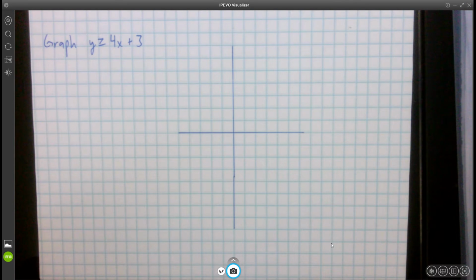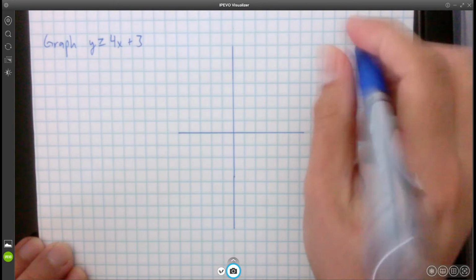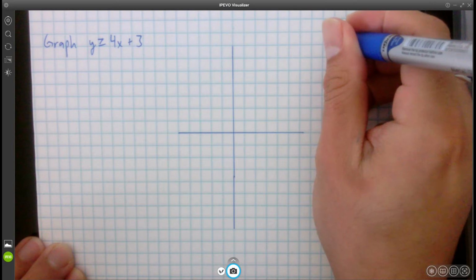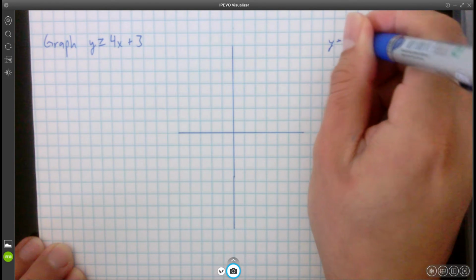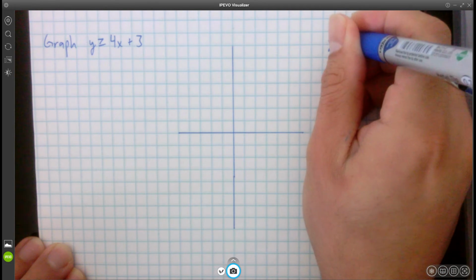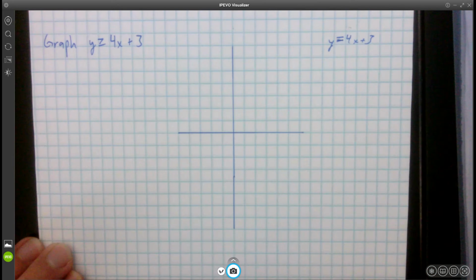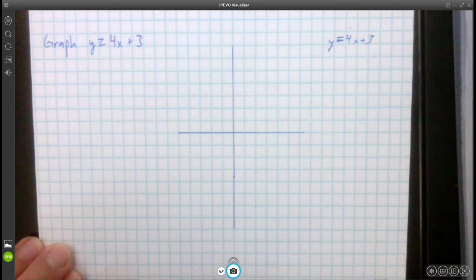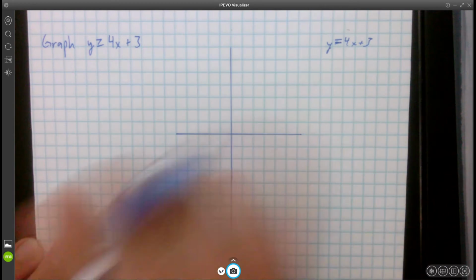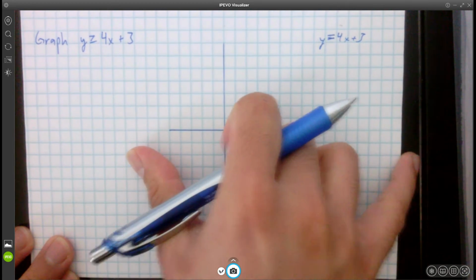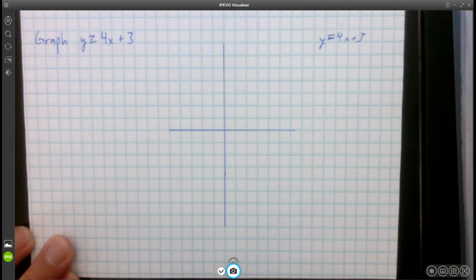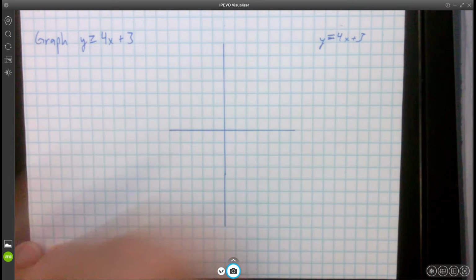Let's take a look at this one here. This one looks very similar to the following equation: y is equal to 4x plus 3. This looks very similar to slope-intercept form, and we're going to approach it using that same technique, the same way that we would graph this linear equation.